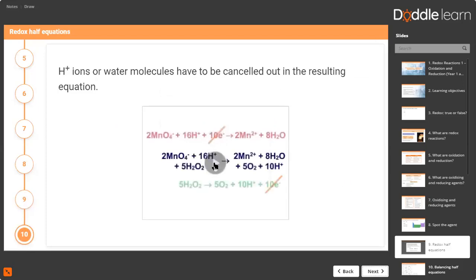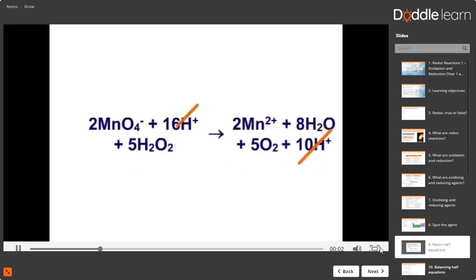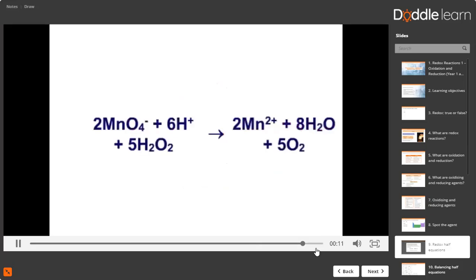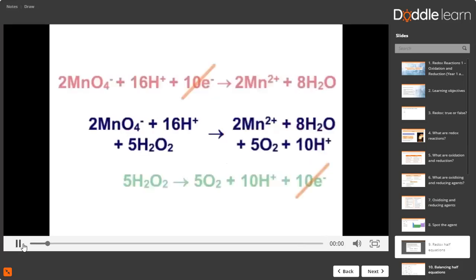Then our hydrogen ions and our water molecules have to be cancelled out in the resulting equation. So we should then get, oops, I didn't realise I'd left that plain. So there are 2 half equations now. So we had 2MnO4- plus 16H+ plus 10e- goes to 2Mn2+ plus 8H2O.